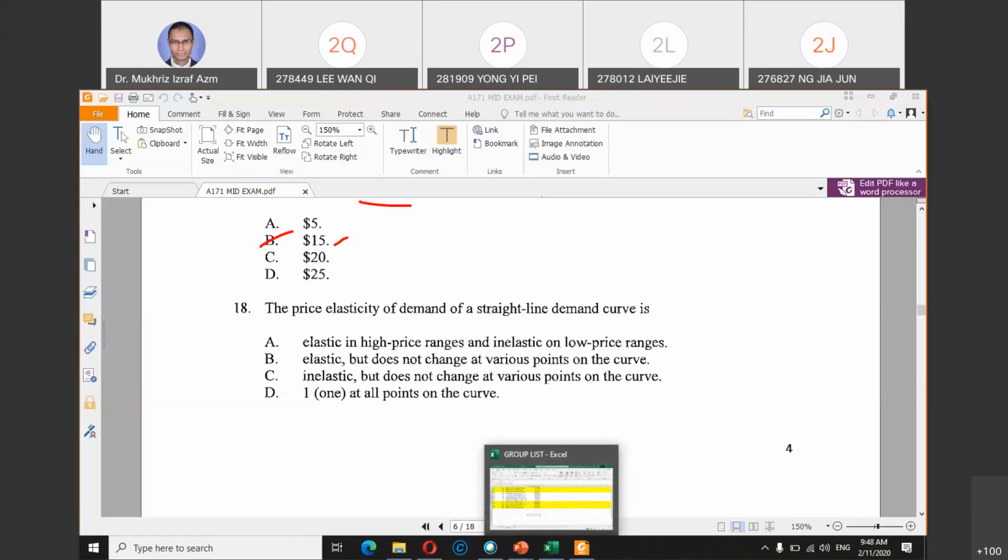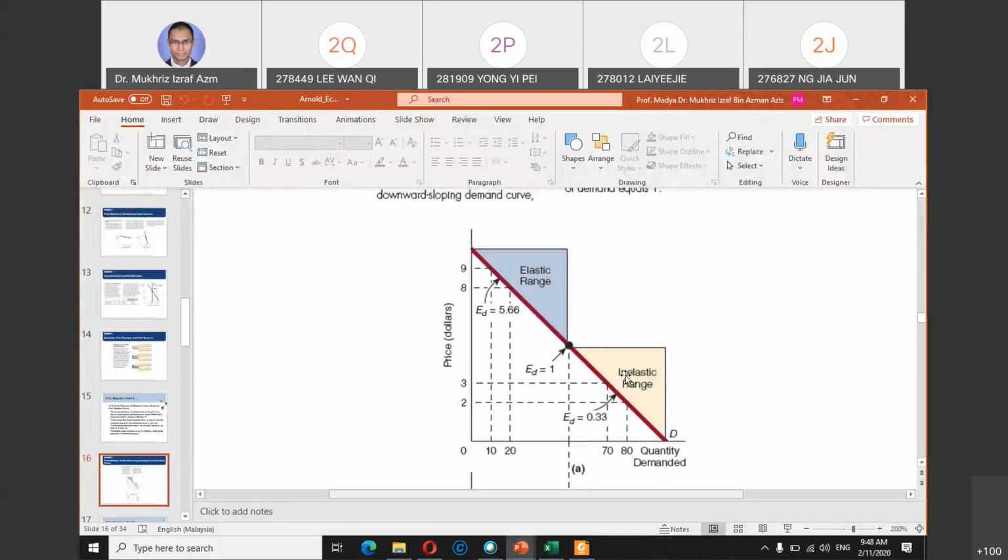So some of you chose C, most of you chose C. So why C? Price elasticity of demand of a straight line demand curve is inelastic. But why did you suddenly choose inelastic? How do you know it's elastic? Inelastic. So this actually brings us to this slide. On the top is elastic, on the bottom is inelastic.